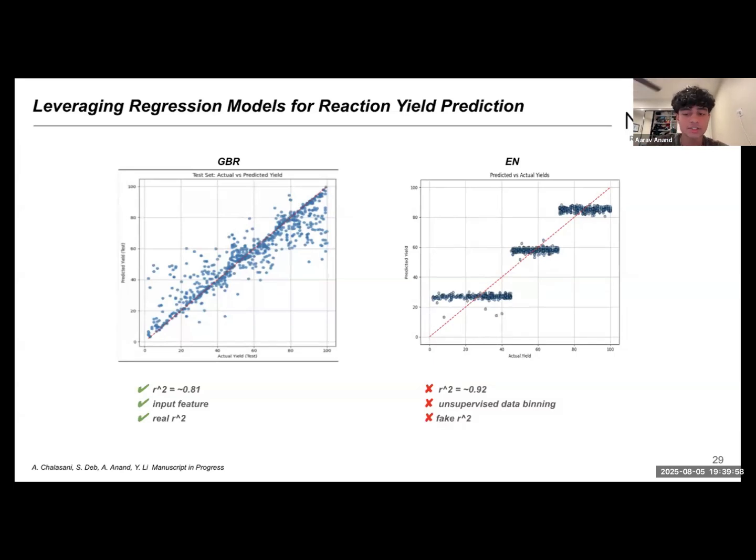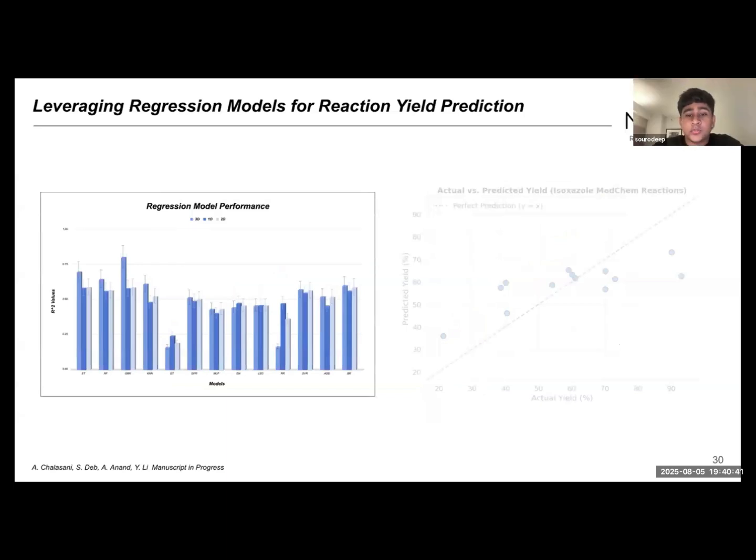So what happened was, due to the varying architectures of the other 9 models that we had, data segmentation could only be implemented in an unsupervised fashion, in which we actually told the model whether it would be a low, medium, or high yielding reaction. So we were doing the classification for the model, and then it would predict the actual numerical value. So that is cheating, and therefore we received artificially high R squared values like the 0.92 that's shown on the screen for our elastic net model, and clustered graphs with 3 prominent sections, which are low, medium, and high.